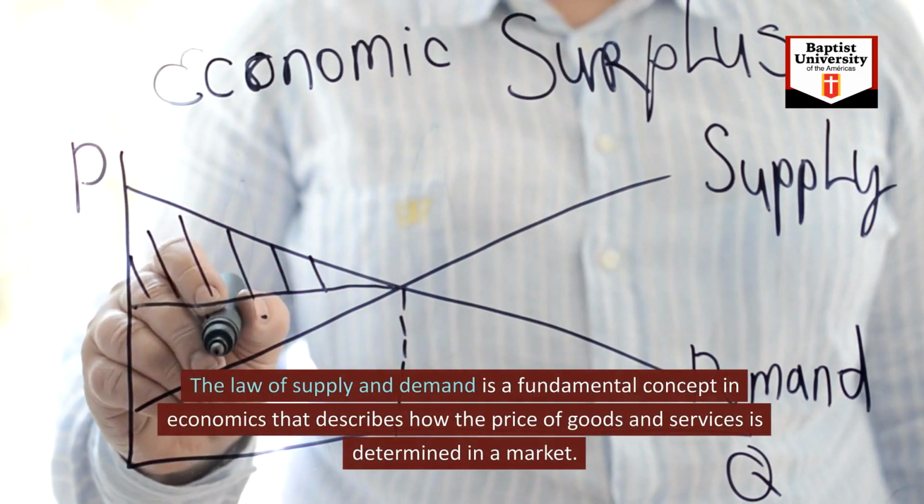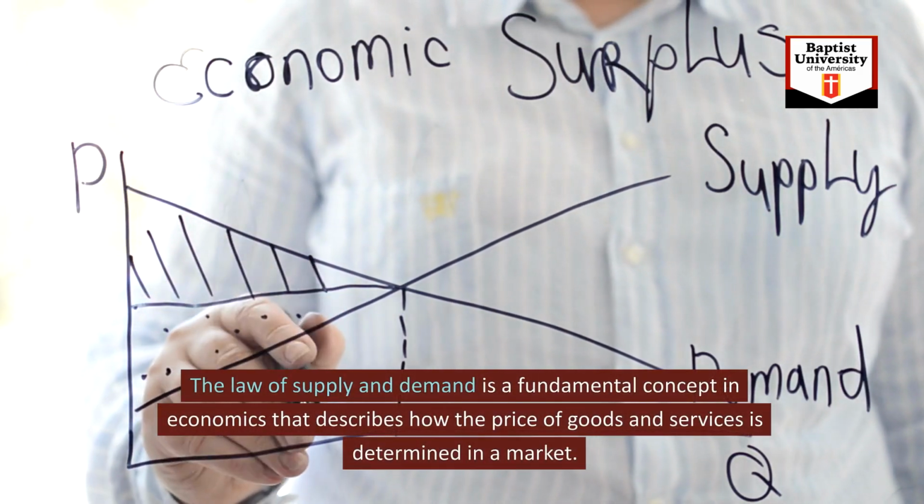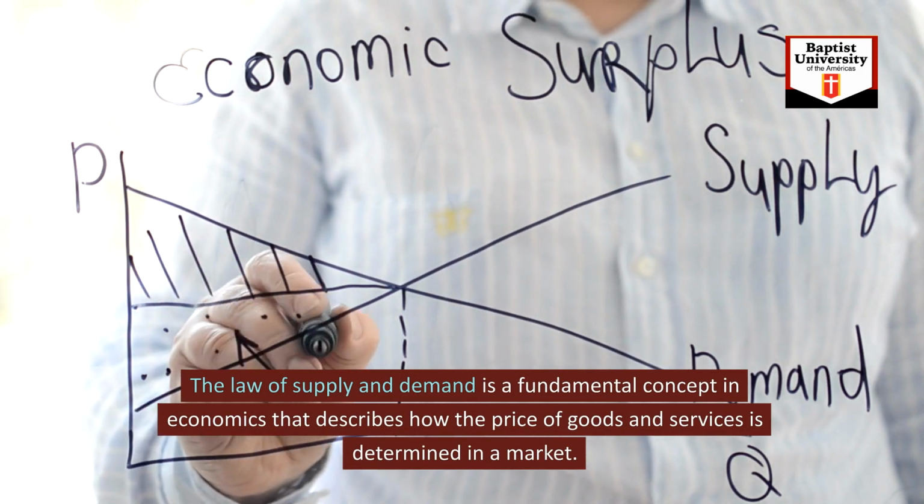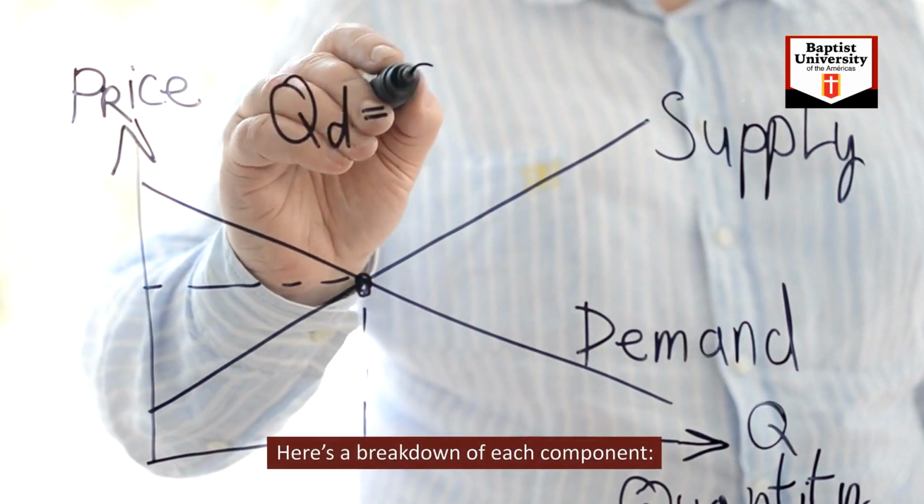The law of supply and demand is a fundamental concept in economics that describes how the price of goods and services is determined in a market. Here's a breakdown of each component.